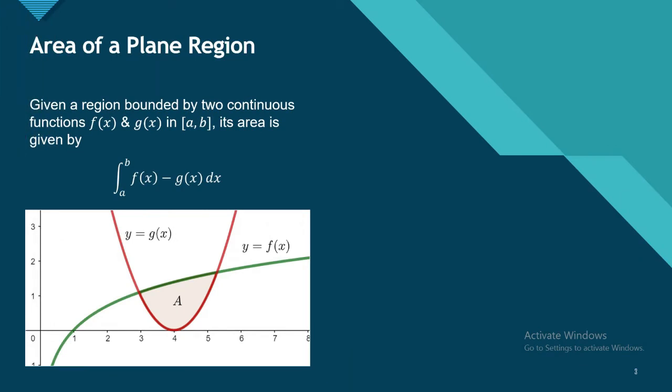What if our region is bounded by two curves? In this case, it's bounded below by y is equal to g of x and bounded above by y is equal to f of x. The integral that will give you the area of this plane region represented by A is the integral of f of x minus g of x dx from a to b. Be careful and pay attention to the order of the functions that you are integrating. You call this the function above the plane region, and this one is the function below the plane region.